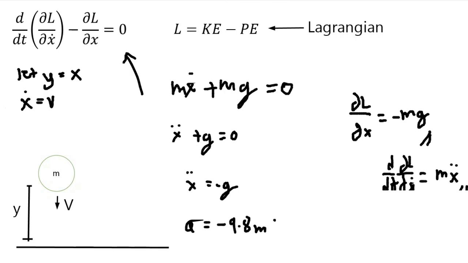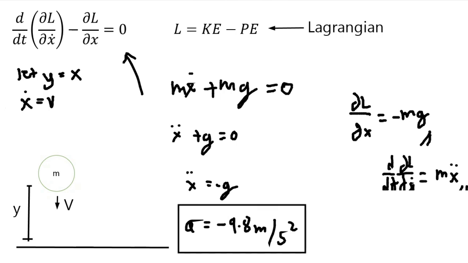So x double dot, we know that's going to be the acceleration. So the acting force here, the equation of motion, which is not really an equation, is going to be negative 9.8 meters per second squared, which is true.